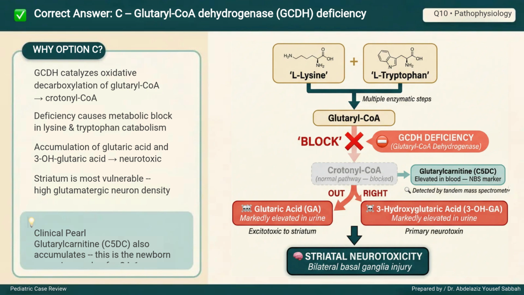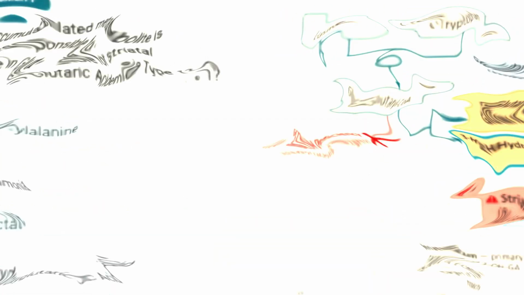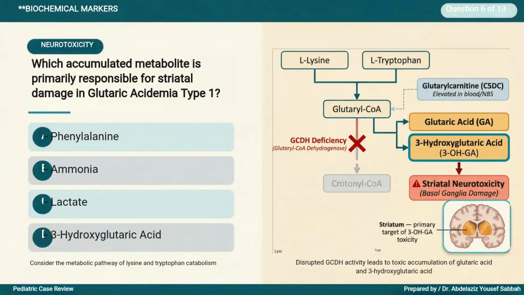Glutaryl carnitine also accumulates, and this is the newborn screening marker for glutaric acidemia type 1. The condition is autosomal recessive, caused by mutations in the glutaryl coenzyme A dehydrogenase gene on chromosome 19p13.2. Case 6. Which accumulated metabolite is primarily responsible for striatal damage in glutaric acidemia type 1?